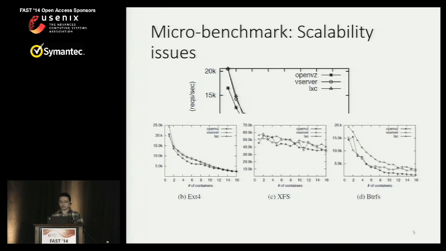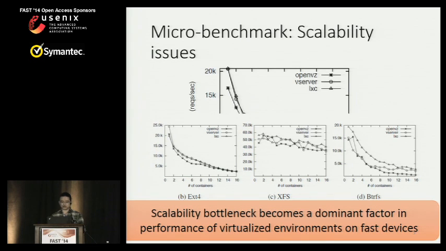The macro benchmark demonstrates that the scalability bottleneck becomes a dominant factor in the performance of virtualized environments on fast devices.